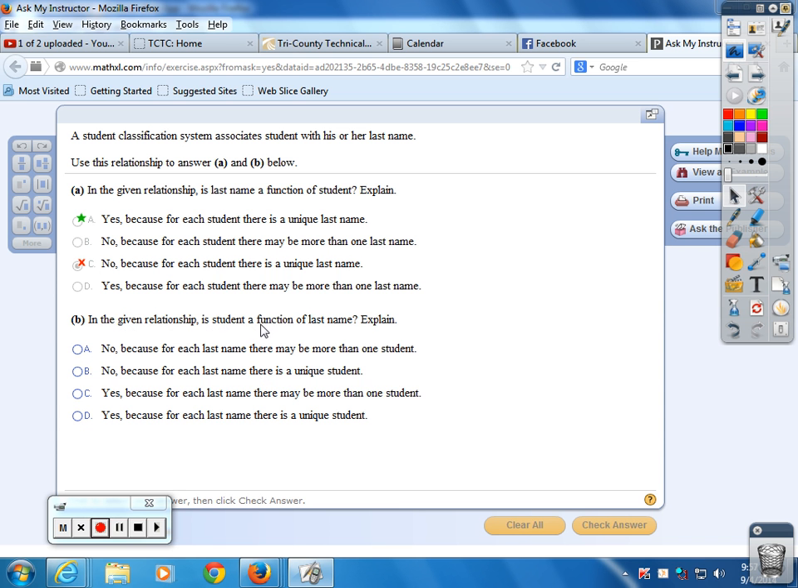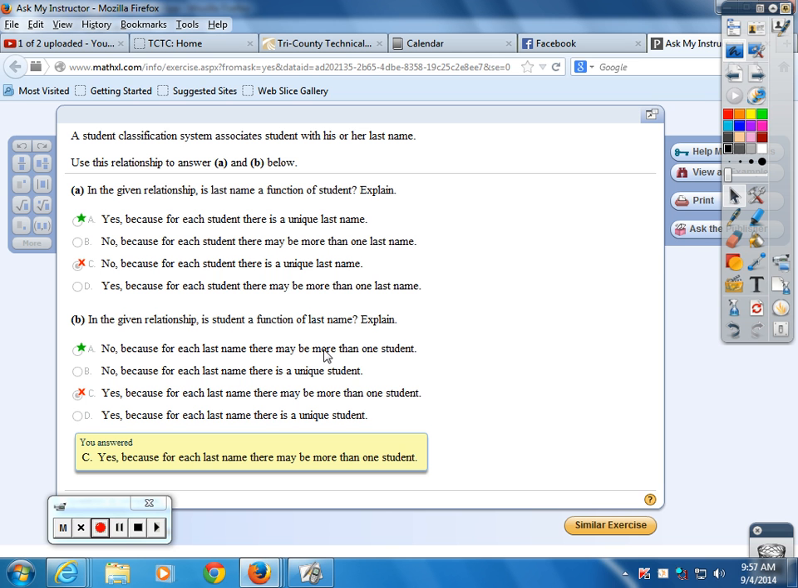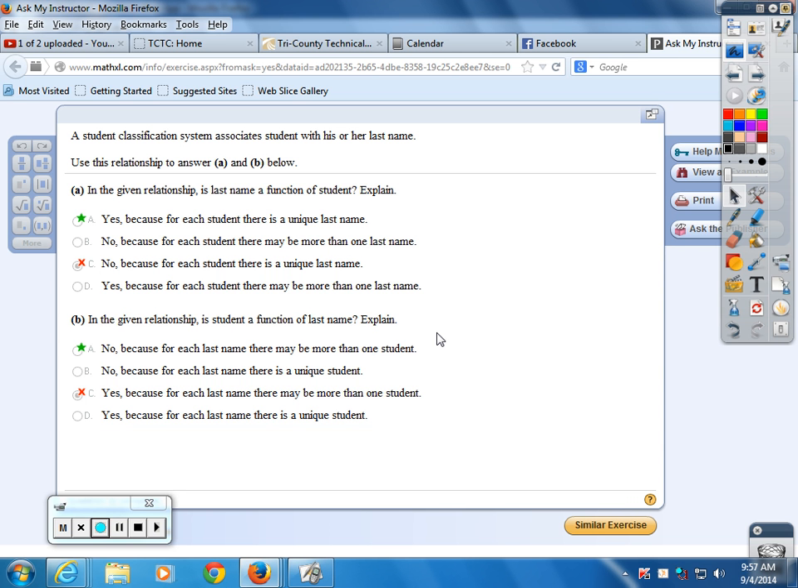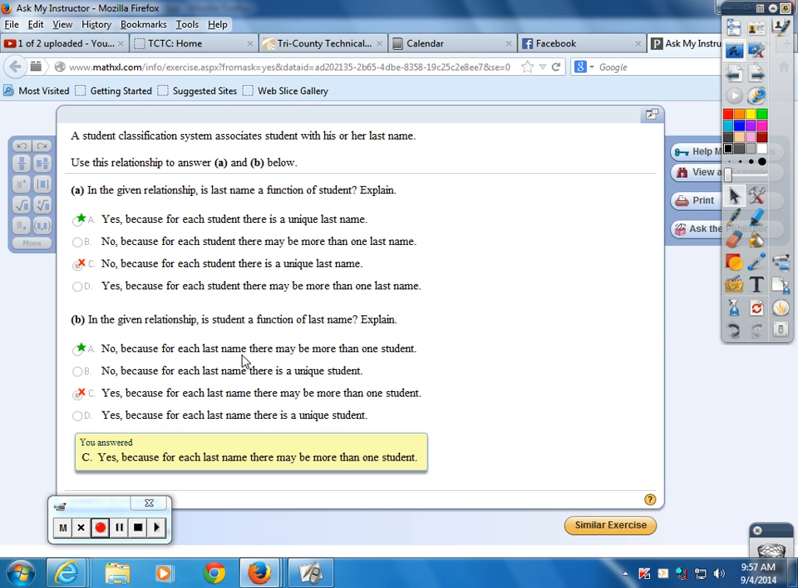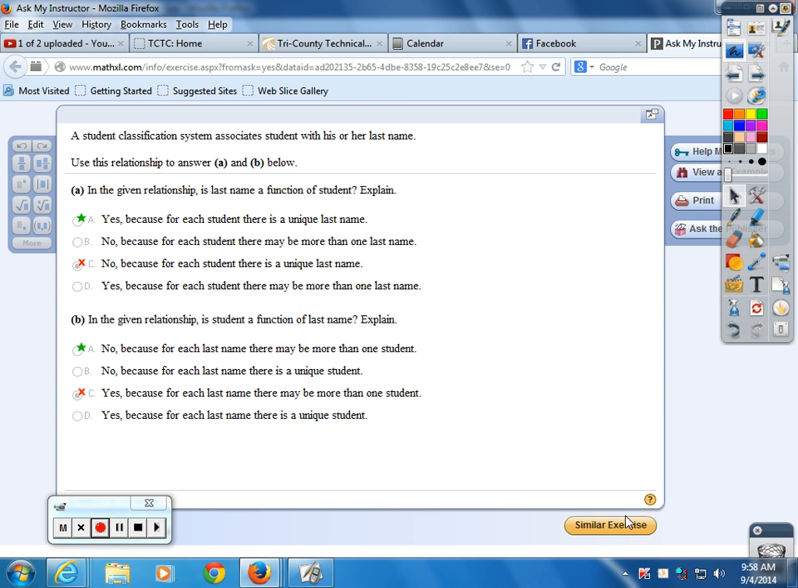In the given relationship, is a student a function of the last name? I have no idea what it's asking. We can forget this question being on the test. Oh, I know what they're asking. I know what they're doing now. Is there a page in your book to where they got these two sets and you've got A to B and B to A, and have you seen in your book to where that's what they're doing? I don't even go over that. For each last name, there may be more than one student. This is rhetorical. This is not a good question. This question should be taken out of the homework.